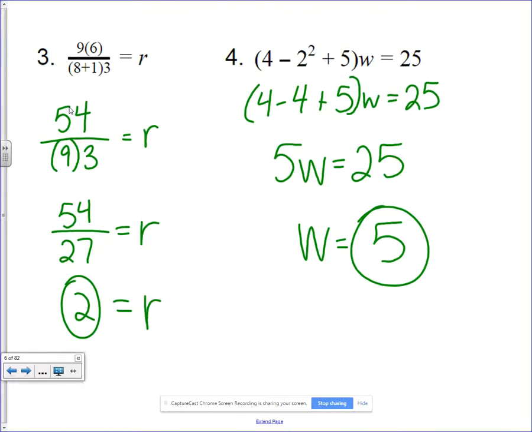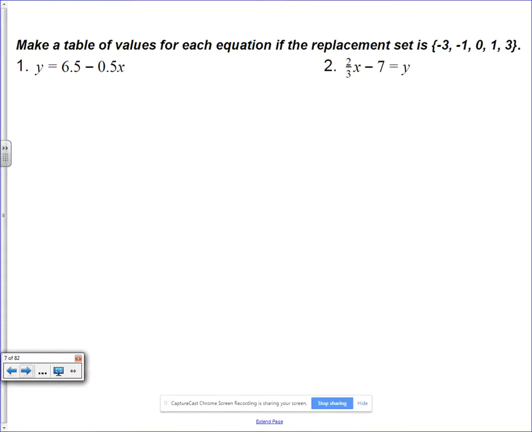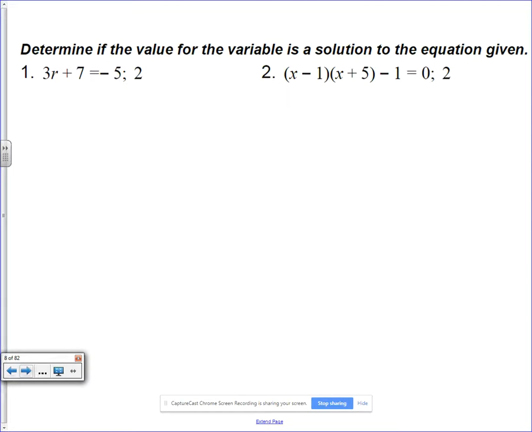Doing all right? Okay, I want to skip the next section and go down to the bottom section. This time, it says determine if the value for the variable is a solution. How do I figure out if a number is in fact the solution? Perfect. Use the number they give you to substitute and solve. What number did they give me? 2. So I'm going to take that 2 and I'm going to substitute it in, and I'm going to see, does it actually equal negative 5?